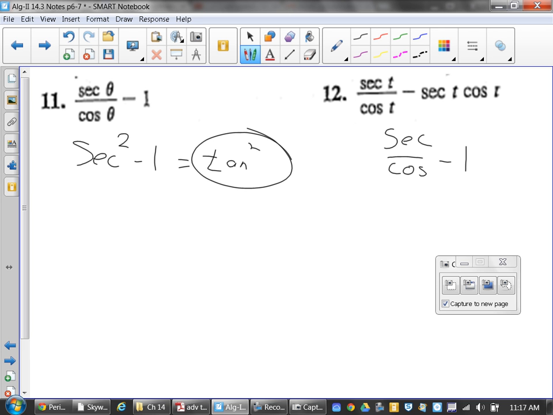And it's the same thing for the next one. The only thing you had to do in that second problem before you could write it out was the fact that secant times cosine is 1. Okay. And that's how that works. Yes, ma'am? Sure.